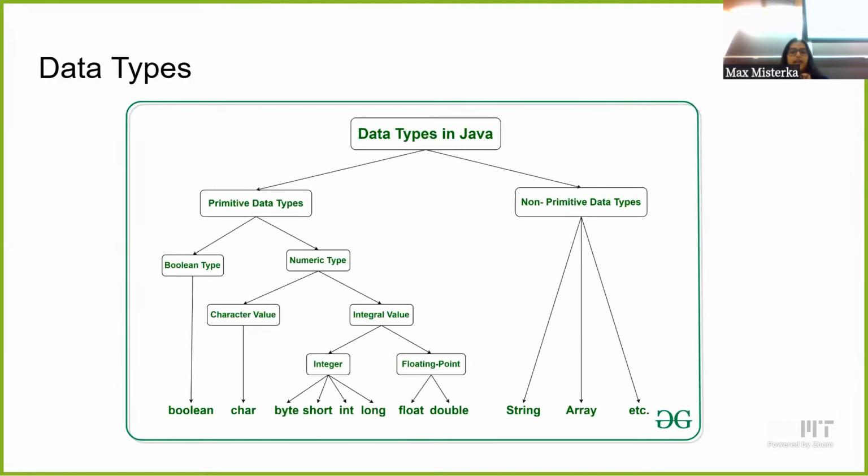So this is a good diagram of the different data types in Java. Primitive versus non-primitive. Within primitive having Boolean, numeric, and then within numeric character and integral, within integral, integer, and floating point. And then here we see the different types that we went over with Boolean, int, String, float, double, character, etc. Char.